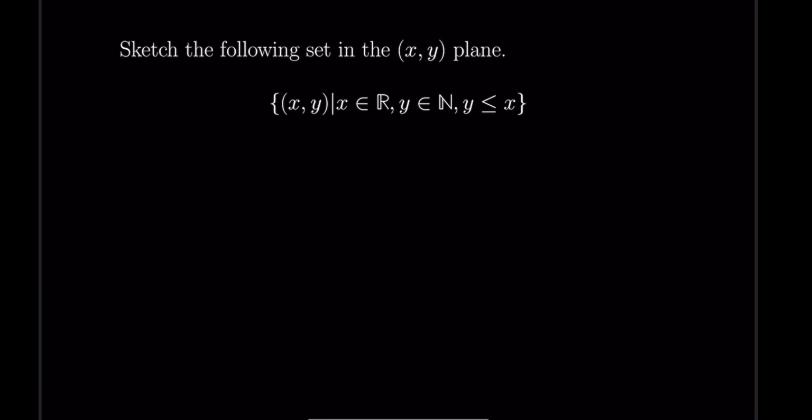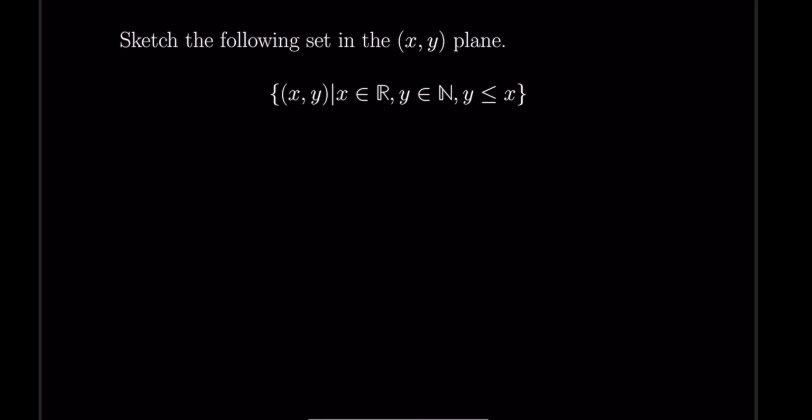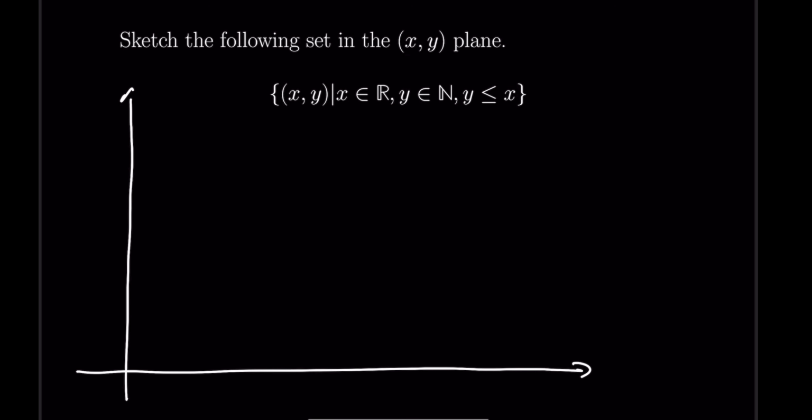Sketch the following in the xy plane. So we've got all points xy where x is a real number, y is a natural number, and y is less than or equal to x. Okay, so let's get going on this one. So let's make our coordinate plane here. Let's note that y has to be a natural number. So that means we need to focus on when y is something like 1, 2, or 3. And I think that's enough structure to give us an idea of what's going on in general.